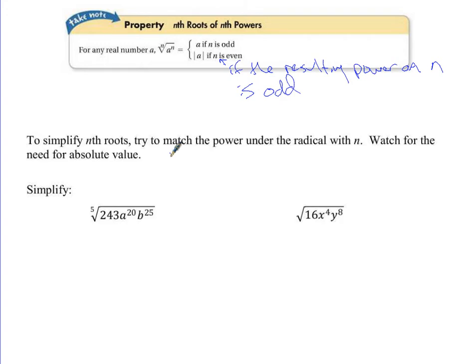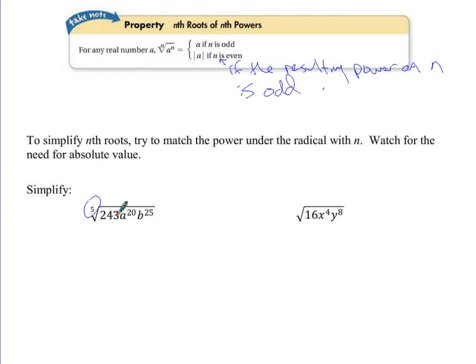So, to simplify nth roots, try to match the power under the radical with n. That's this number right here. So we're trying to match the exponents underneath with that 5. Watch for the need for absolute value. That's this rule right here. And when it happens, I'll point it out. It'll be a little bit more clear. So what I'm trying to do is figure out what times itself 5 times gives me 243. Or what's the biggest perfect fifth power that's a factor of 243? Is there a number of times itself 5 times that gives me 243?